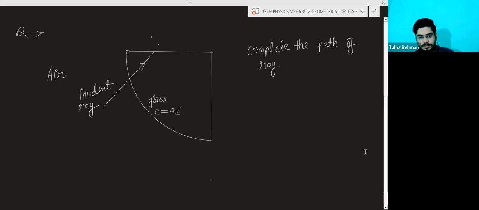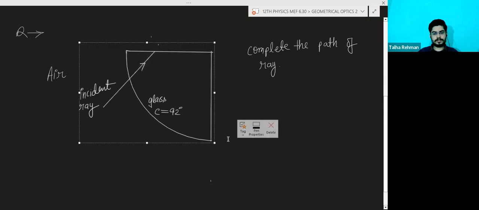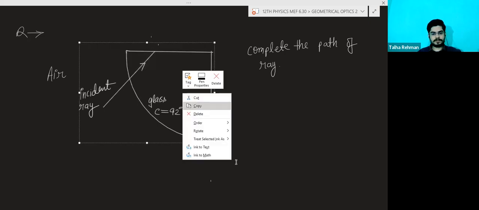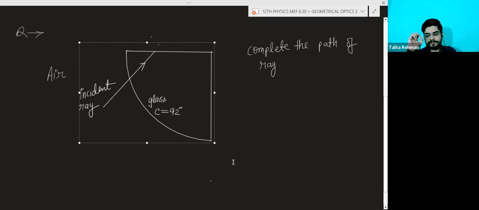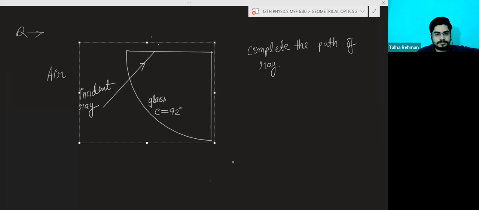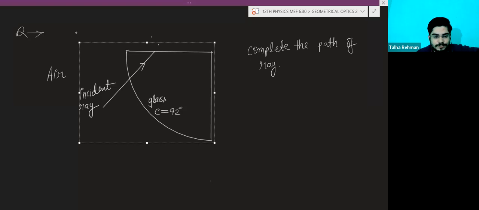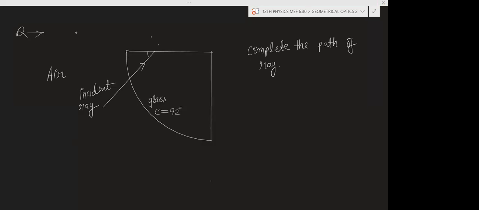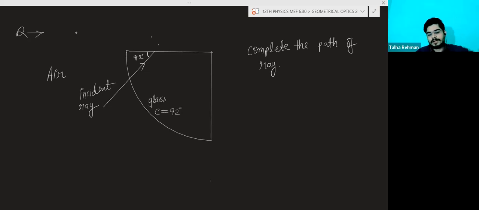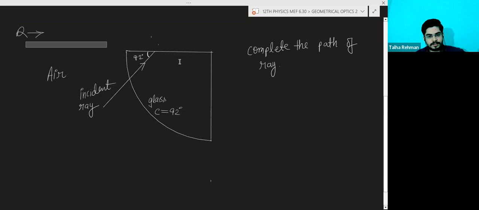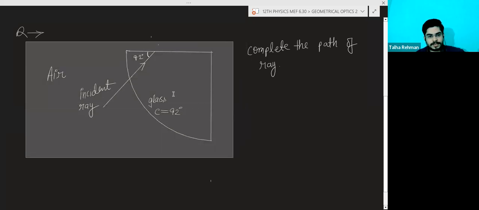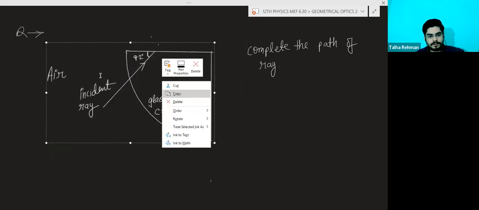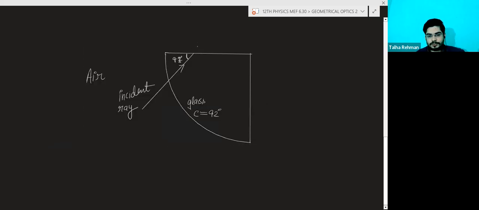Okay, now see, this is the incident ray, and this is the glass, and the critical angle is given. Oh, sorry, one thing I have not given here. I have given the wrong question. This angle is 42 degree. Okay, so this angle is 42 degree. So this is the incident ray.